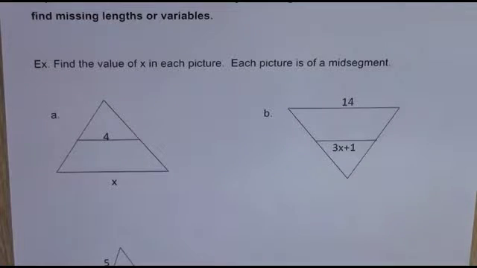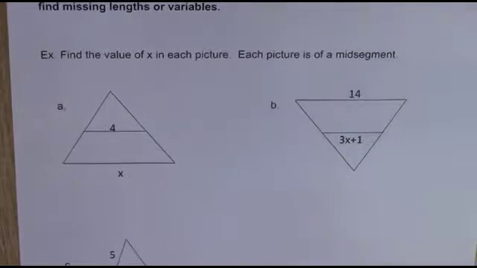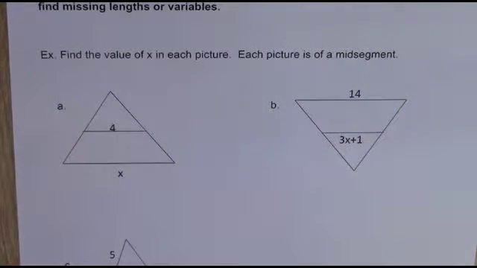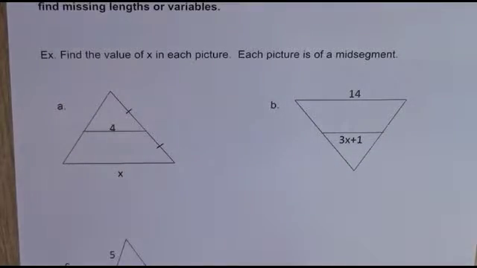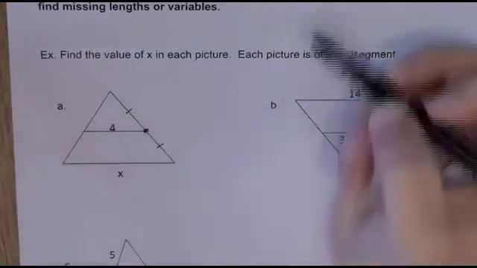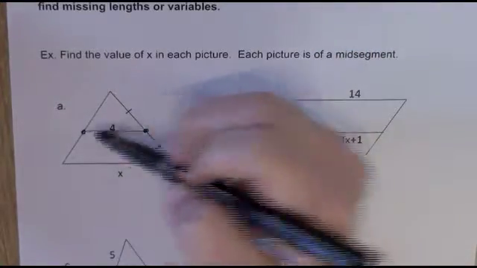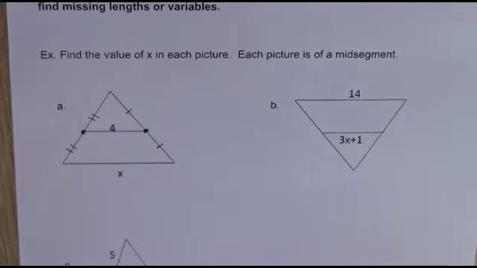So here I'm not making you identify the midsegment. I am telling you there is a picture of a midsegment here. So this first triangle, we have a length of 4, we have a length of x. It is a midsegment, which means this point right here is the midpoint. So we have two congruent pieces. This point over here is also a midpoint, which means those are also congruent.